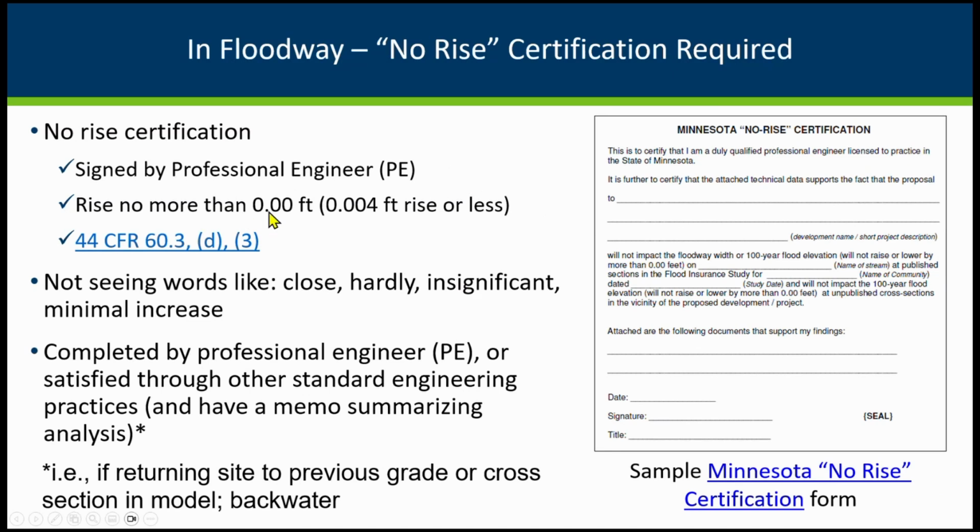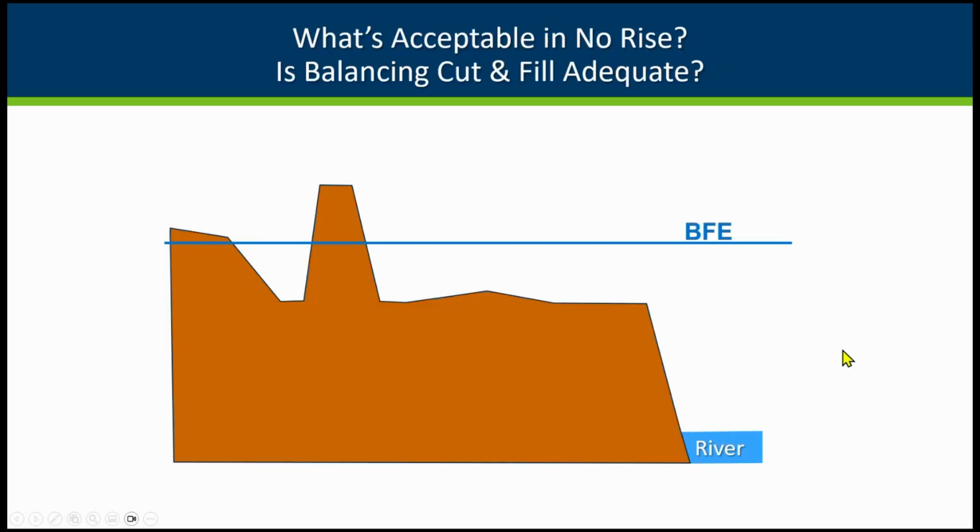That rise can be no more than 0.00, so 0.004 rounded. There's the link to the federal code. We don't want to see words like, well, it's close. There's hardly any rise. It's insignificant or minimal. That's not good enough. We're going to be looking for that 0.00. Sometimes you can use other standard engineering practices, like if it's a backwater area or if you're restoring the cross section. Here's an example of sometimes people think it's just net fill.